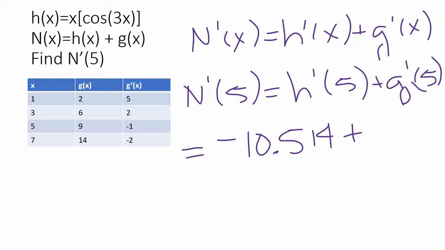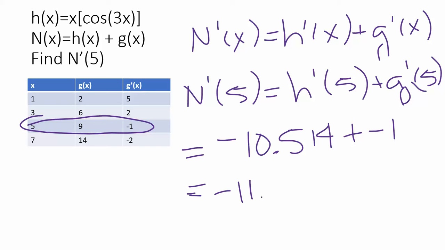G prime is easy to find. That is on our table. So at x equals 5, g prime was negative 1. That means our final derivative is negative 11.514.